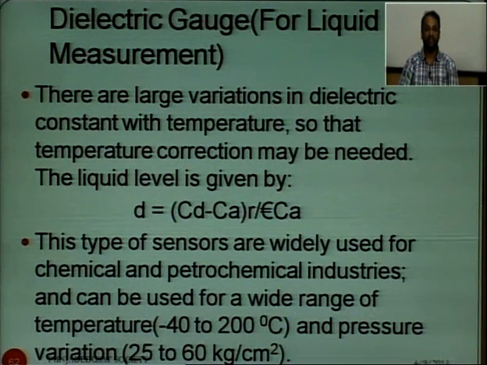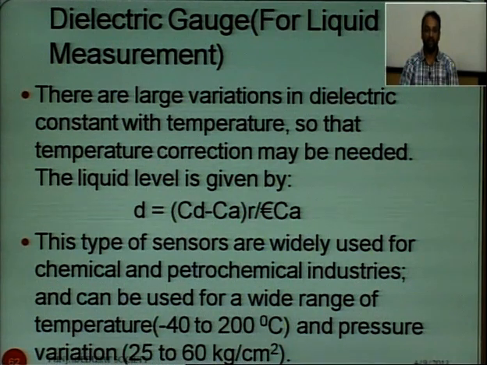There are large variations in dielectric constant with temperature. So, temperature corrections may be needed. So, this is one of the main disadvantages. It is very much sensitive to temperature. Capacitive types of transducers are very much sensitive to temperature change. So, in this case there must be a temperature correction.